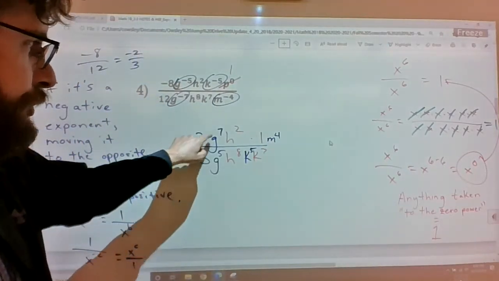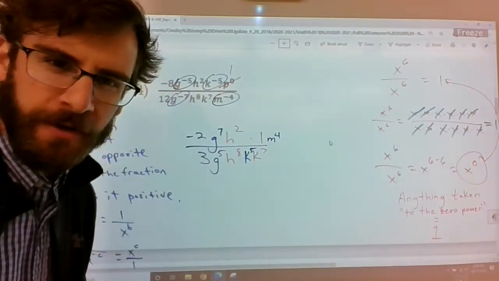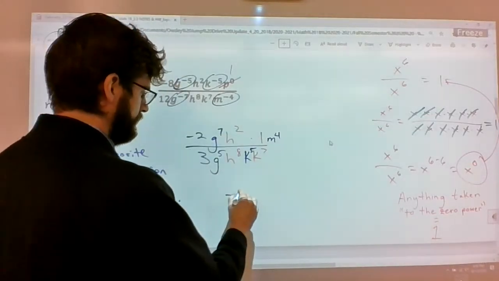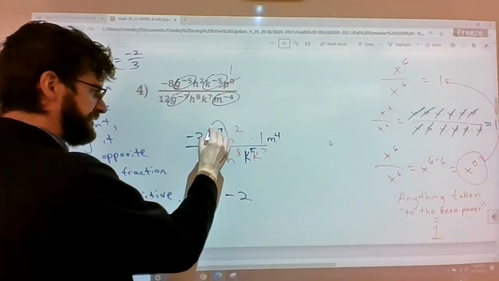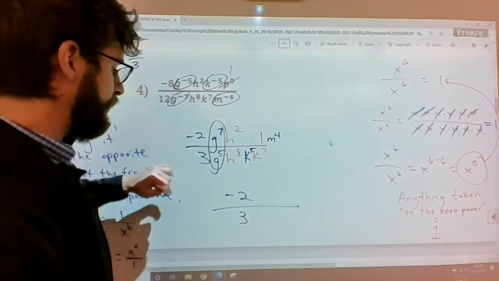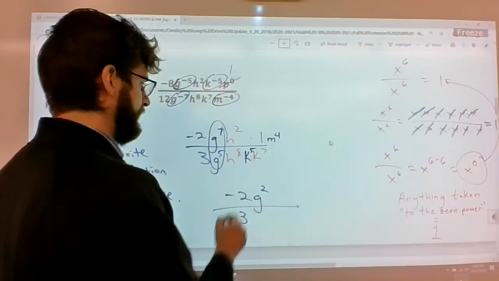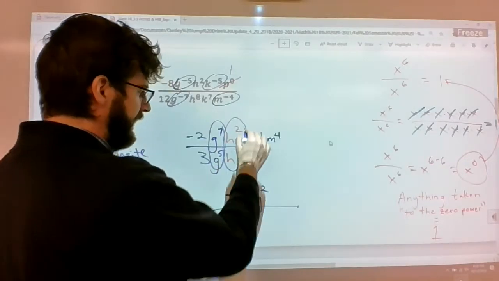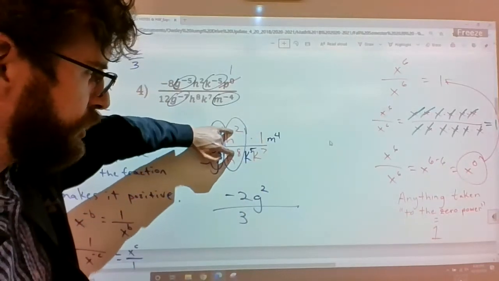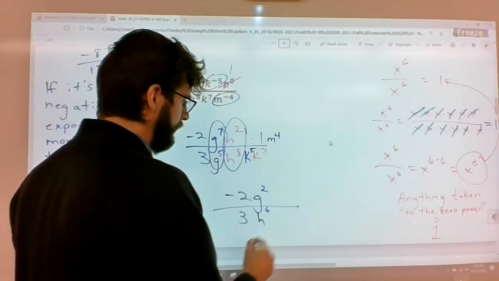So the negative 2 times 1 is just negative 2. That 1 kind of just disappears. G to the 7 over g to the 5, that 3 stays the same, is going to be bigger 1 on top. 7 minus 5 is 2. H to the 2 over h to the 8. The difference between 2 and 8 is 6. Bigger 1 on bottom, answer on bottom.